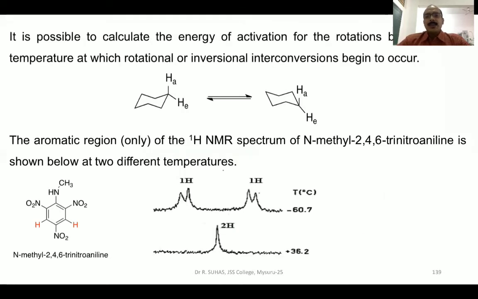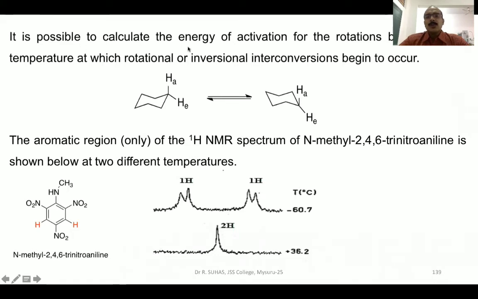Another example we will take is ring inversion. You know that this is cyclohexane. In cyclohexane, this is the chair form. You know that in cyclohexane there are two types of protons. One is axial, another one is equatorial. So at room temperature, what happens is, the molecule will be shifting from one form to another form. This is called ring flipping. So by calculating the energy of activation, you can say whether the molecule has undergone ring flipping or not.